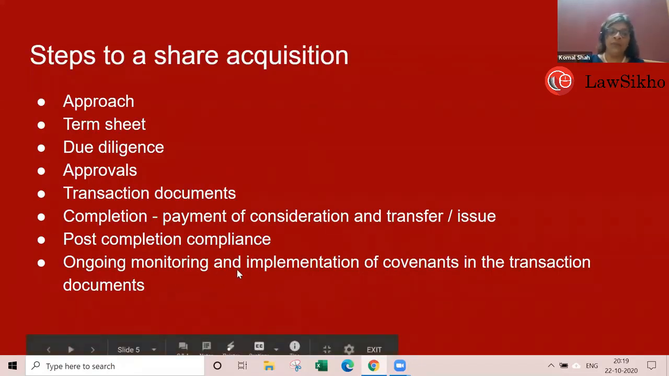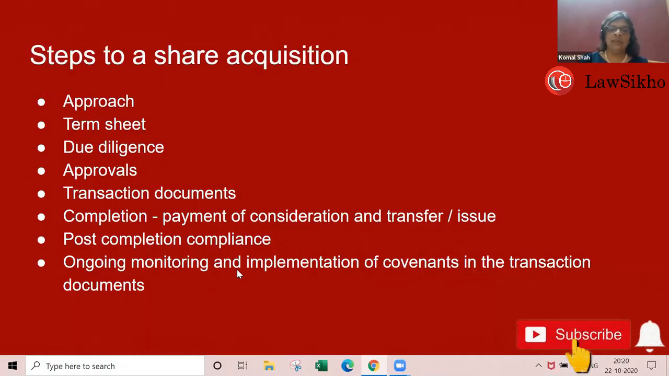So ongoing monitoring and implementation of the covenants in the transaction documents has to take place and continue until something else is entered into which overrides everything in the transaction document. So let us say an even bigger investor or acquirer comes into place. They will enter into a new document and that will override everything that is here, because they will buy away everybody's stake. So that kind of thing can also happen, right?